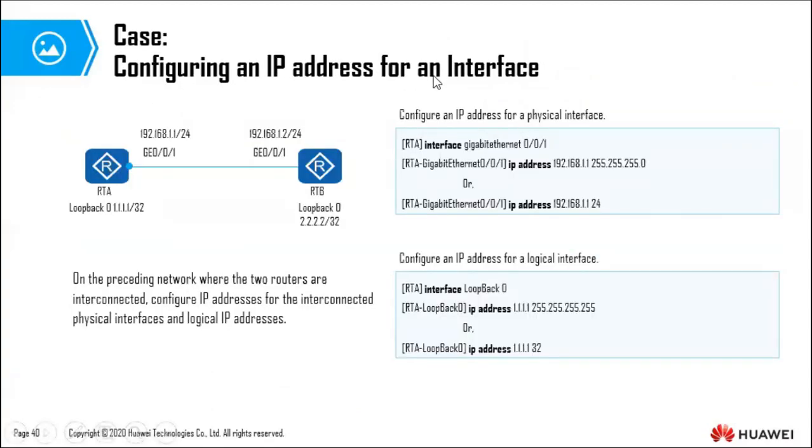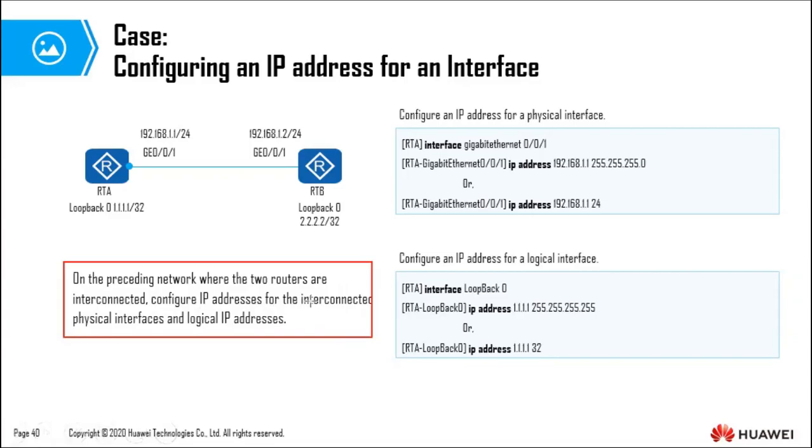Configuring an IP address for an interface. So this is just an example. Let's go through it very fast. On the preceding network, where the two routers are interconnected, configure IP addresses for the connected physical interfaces and logical interfaces. So I'm going to show you on this actual router what we call physical interfaces, and also talk about logical interfaces. Now, it's important that we know the difference because we're going to be meeting them once in a while.